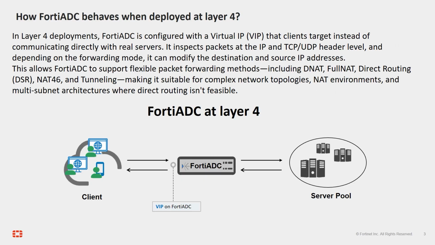In Layer 4 deployments, FortiADC is configured with a VIP that clients target instead of communicating directly with real servers. It inspects packets at the IP and TCP/UDP header level, and depending on the forwarding mode, it can modify the destination and source IP addresses. This allows FortiADC to support flexible packet forwarding methods, including DNAT, full NAT, direct routing, NAT4-6, and tunneling, making it suitable for complex network topologies, NAT environments, and multi-subnet architectures where direct routing isn't feasible.